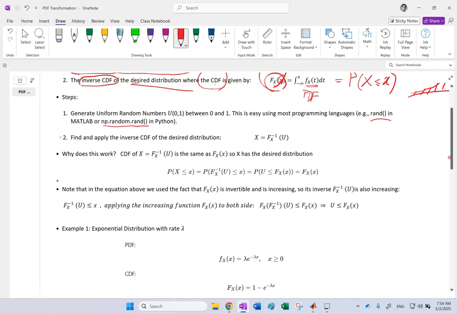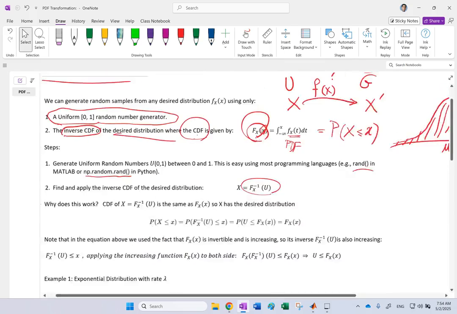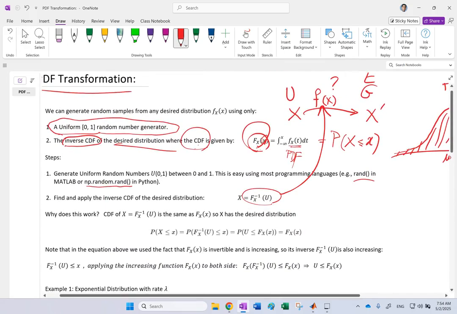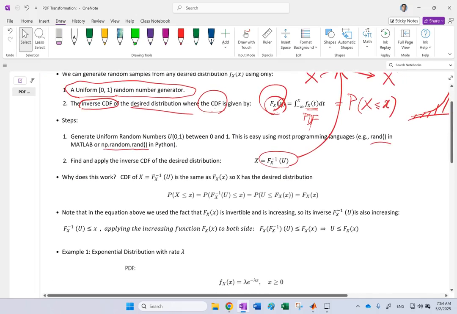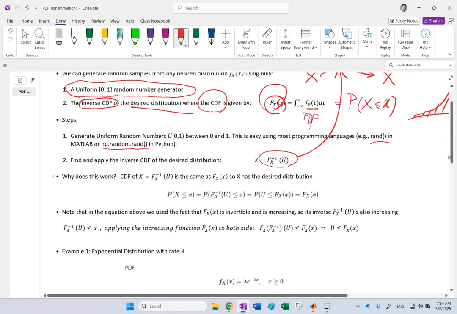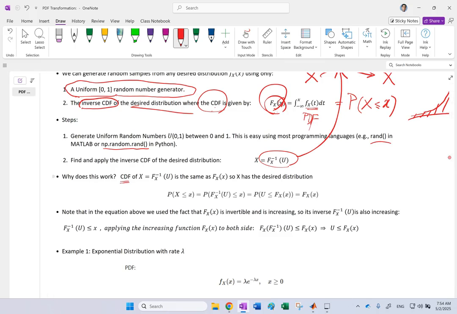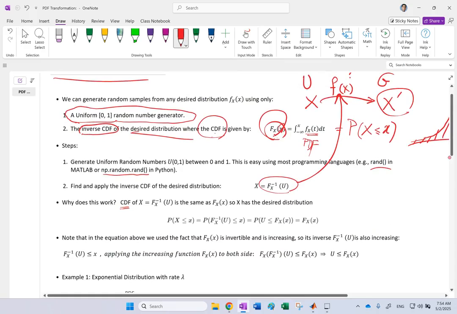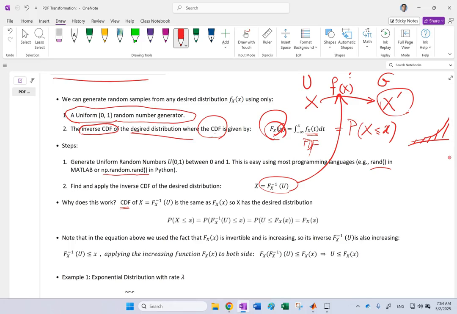So if I call the inverse cumulative Fx inverse of u, okay, this is my inverse function. Now if I apply that here, if I use it right there, why does it work? Let's see. Here we want to look at the cumulative distribution function of this transformed variable. This x that you see in here corresponds to our x prime up there. We claim that the distribution of this x prime is going to be my desired distribution. Well, how can you check it?